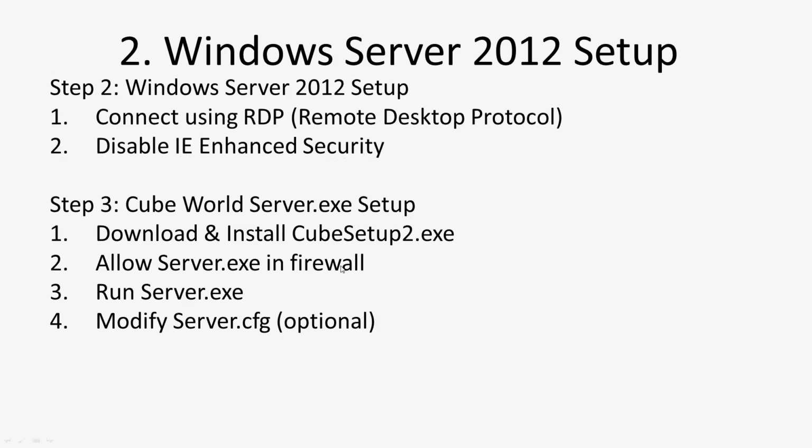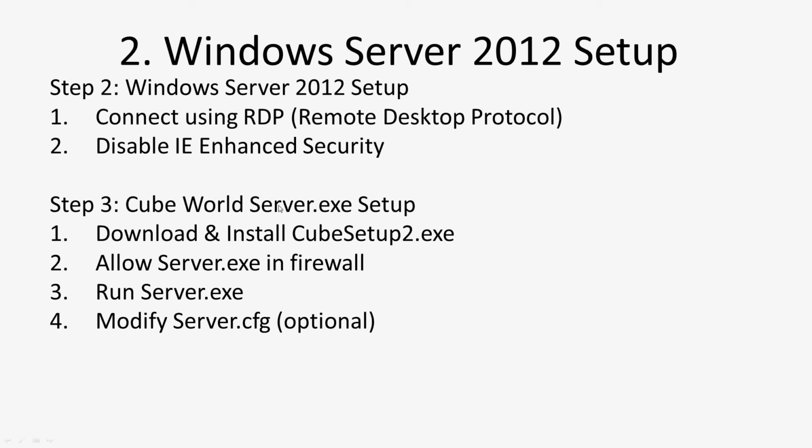Okay, so we'll now be setting up the Windows Server 2012. We have to connect to it before we can set anything up, so I'll show you how to do that. Then we'll need to disable IE enhanced security. This is basically so we can download the game and install it, as we would have in our Windows desktop. So once we've got the game downloaded, we need to install it as we would in our Windows desktop.